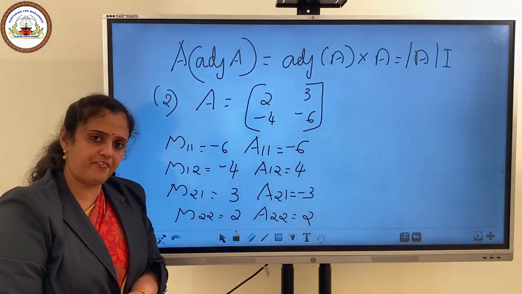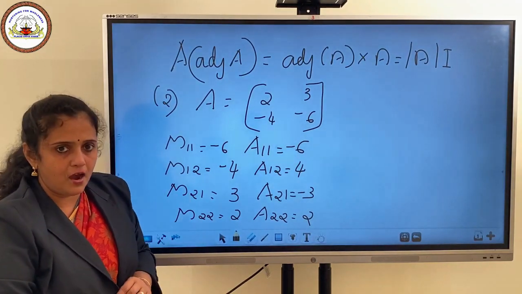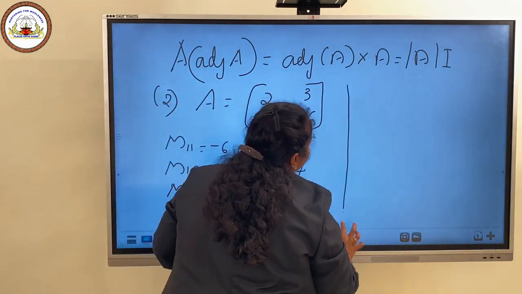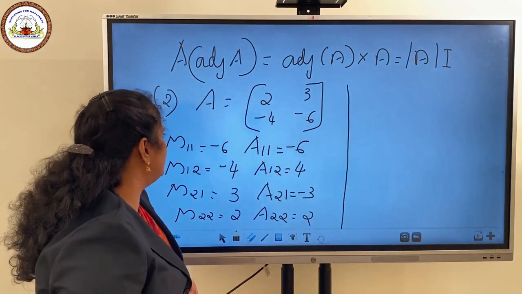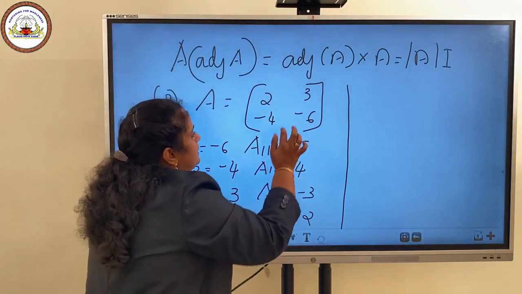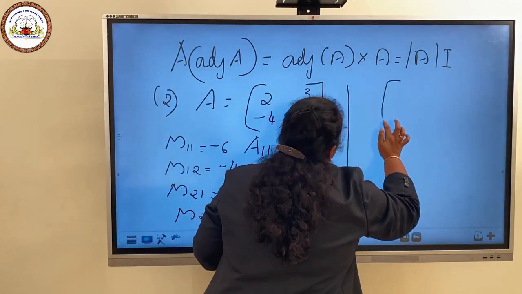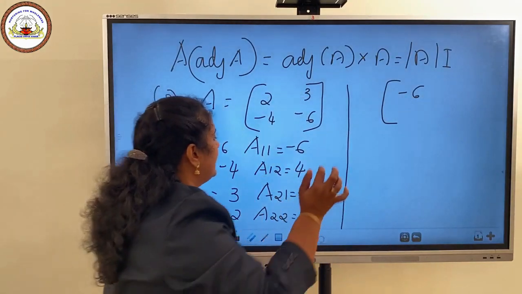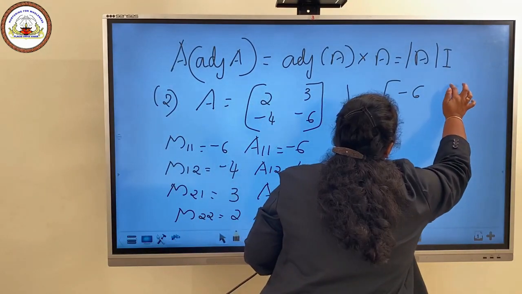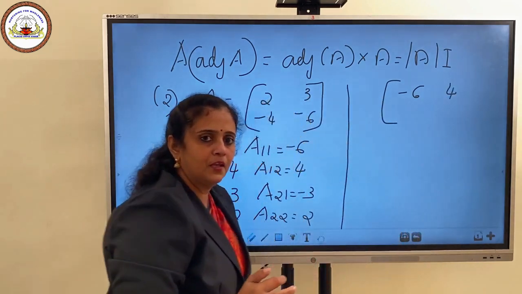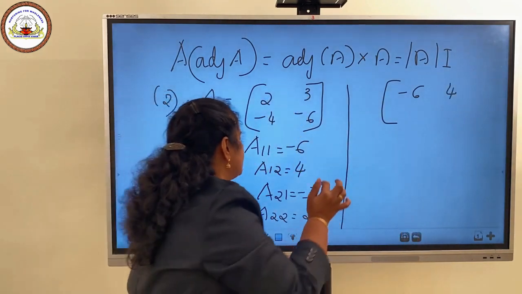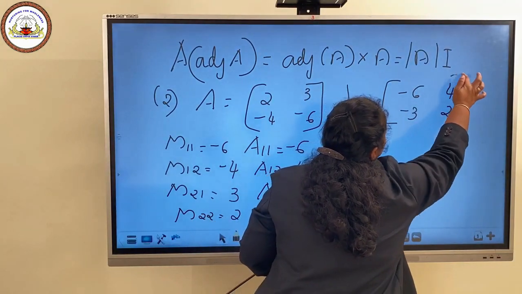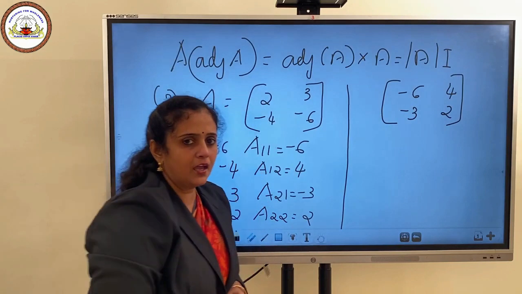First we find the cofactor, then we can find the adjoint of A. The cofactor of A is: first row, minus 6, then 4; second row, minus 3, then 2. This is the cofactor of the given matrix.